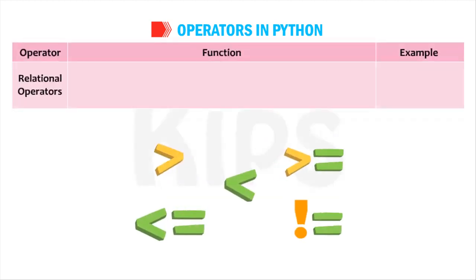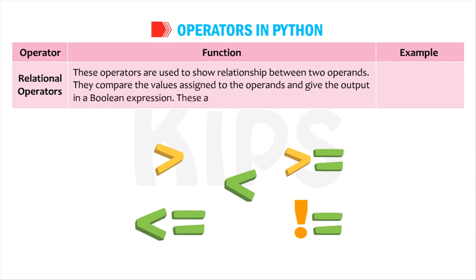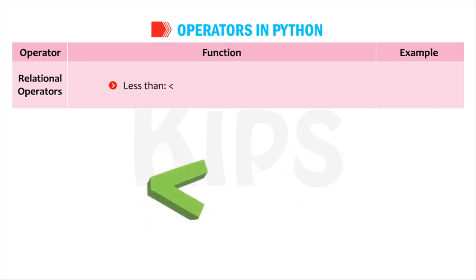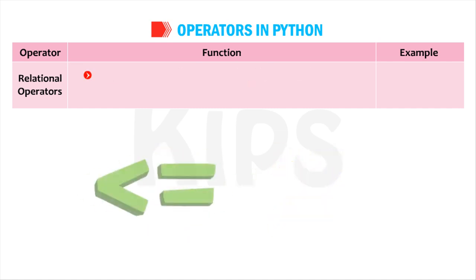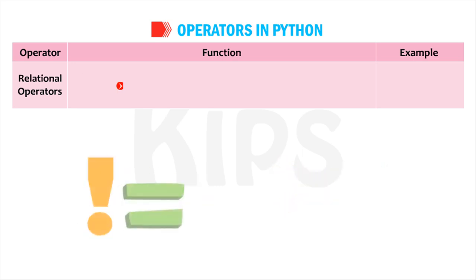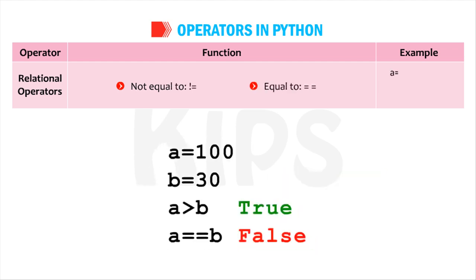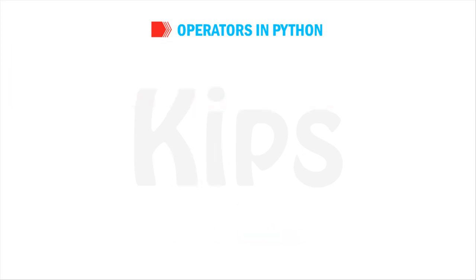Operator: relational operators. These operators are used to show the relationship between two operands. They compare the values assigned to the operands and give the output as a Boolean value. These are less than, greater than, less than or equal to, greater than or equal to, not equal to, equal to. Example, A equals 100, B equals 30. A is greater than B: True. A is equal to B: False. Program.